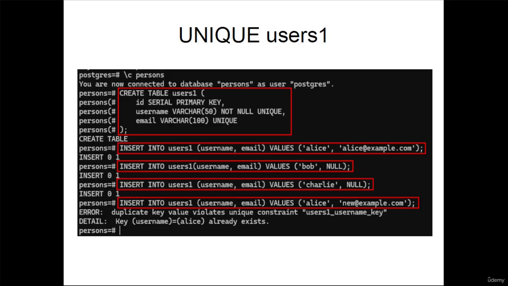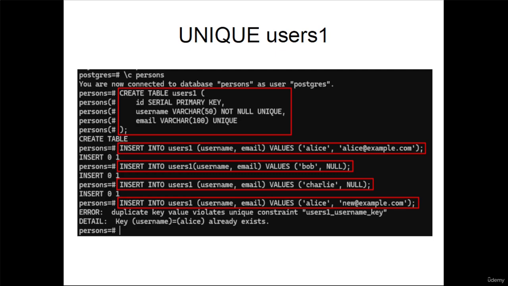INSERT INTO users1 (username, email) VALUES ('Charlie', NULL). Result: succeeds. Why? The username Charlie is unique. A unique constraint in Postgres on email treats NULL as distinct from other NULL values, so multiple rows can have NULL in email without violating the constraint.